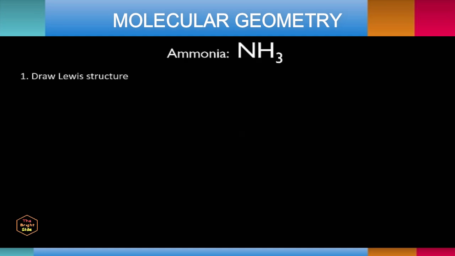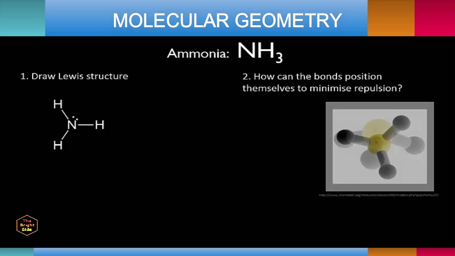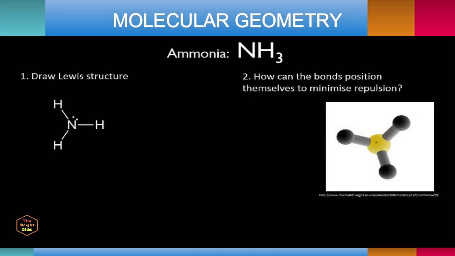So let's start with ammonia. First, pause the video and draw the Lewis structure. You would have come up with this. So how do you think this molecule would arrange its bonds? Well, it has three of them. So it might seem logical to say it's like the boron trichloride that we looked at in the last video.